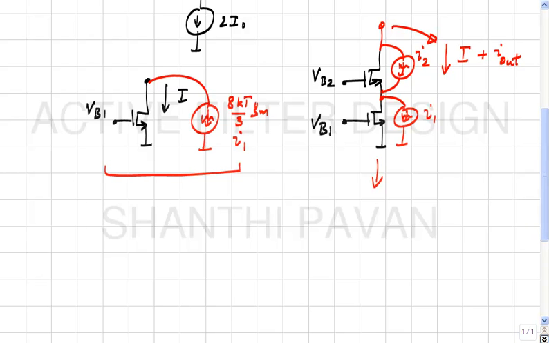So what is the transfer function from I1 to I out? So I out must be I1 plus something into I2. Under what circumstances is the transfer function from I1 to I out equal to 1? Yes, okay.